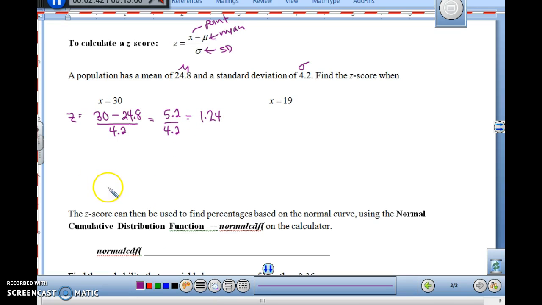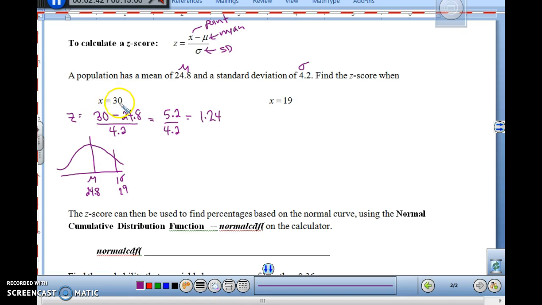So what that means is, here's my chart right here. Here's my mean. This score of 30 is 1.24 standard deviations away from the mean. Now remember, the mean in this case is 24.8 and the standard deviation is 4.2. So if I did 4.2 here, one standard deviation, 4.2 added to 24.8 is 29. Yeah, that's right. Okay.